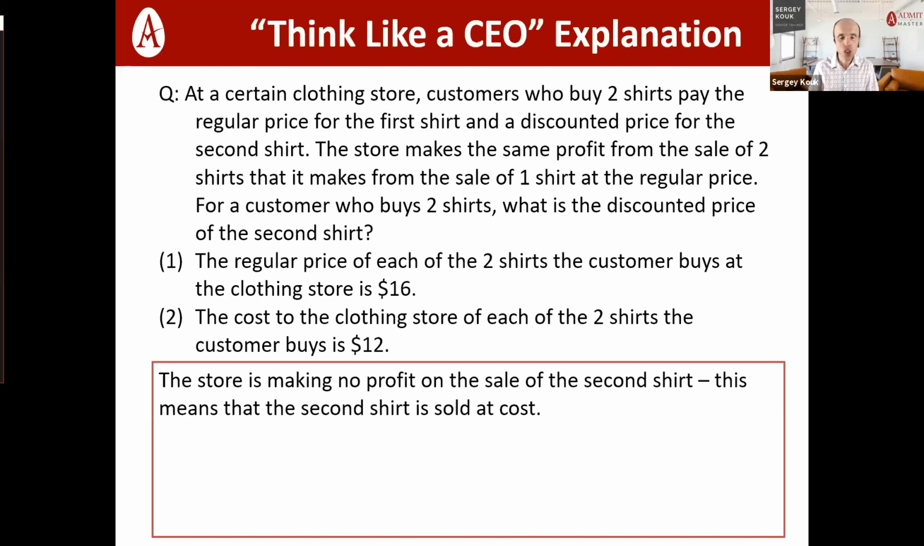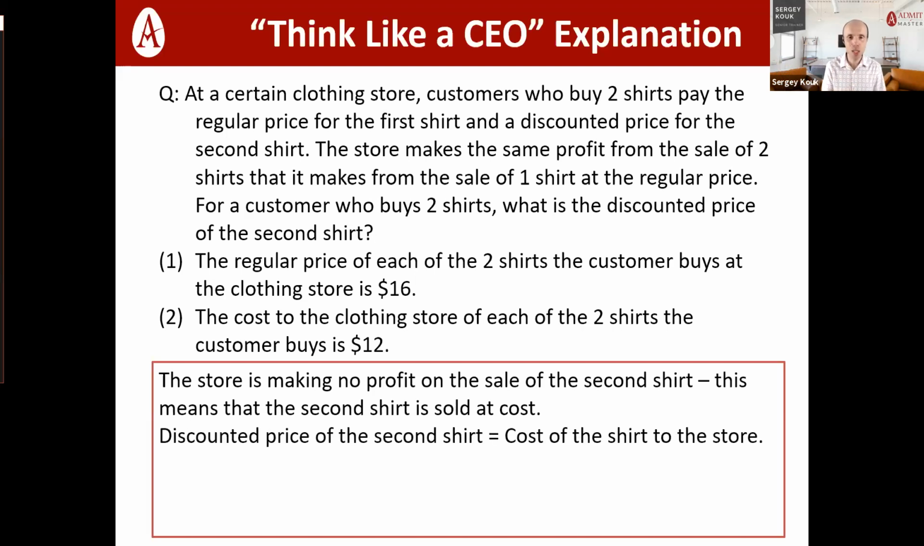So what this literally means is that the discounted price of the second shirt is equal to the cost to the store, right? We're selling the second shirt at cost, and that's our discounted price. That's the cost to us, the store. Notice, by the way, that the question was, what is the discounted price of the second shirt? So now, equipped with this insight, we are going to go to the statements and see which one actually gives us enough information to be able to answer that question.